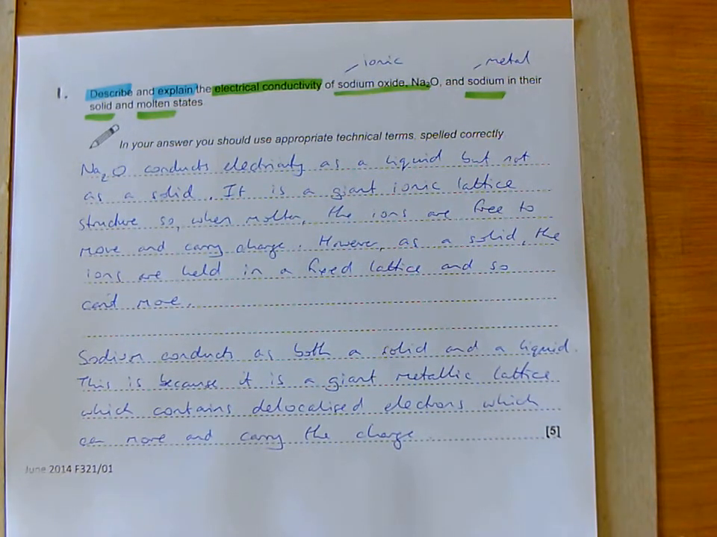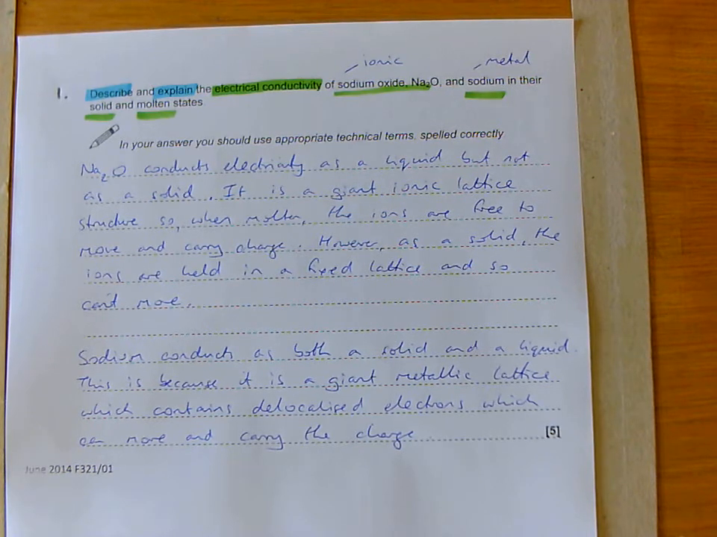Nice and simple. Talk about one, then talk about the other. I've only talked about electrical conductivity. Sometimes it's tempting to show what else you know. So you might think, well, I know a lot about the melting points of ionic compounds and metallic compounds, and you may well do, but that's not what this question is about, so there's no point wasting your time talking about it. The level of detail is important.